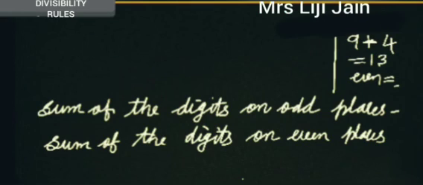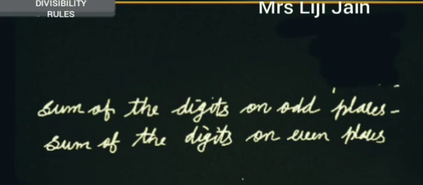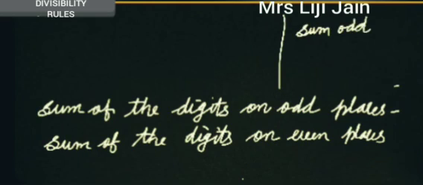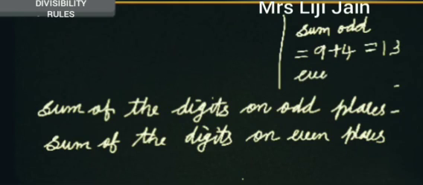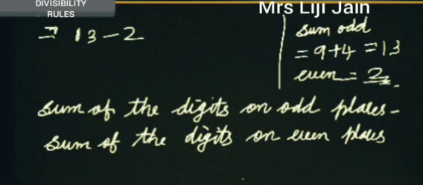Okay. Here we are finding it in a single step. So the other calculation has to be done in the working column. Sum of the digits on odd places is 9 plus 4 equal to 13. Sum of the digits on even places is only 2. Okay. So this difference means what? This difference is equal to 13 minus 2.